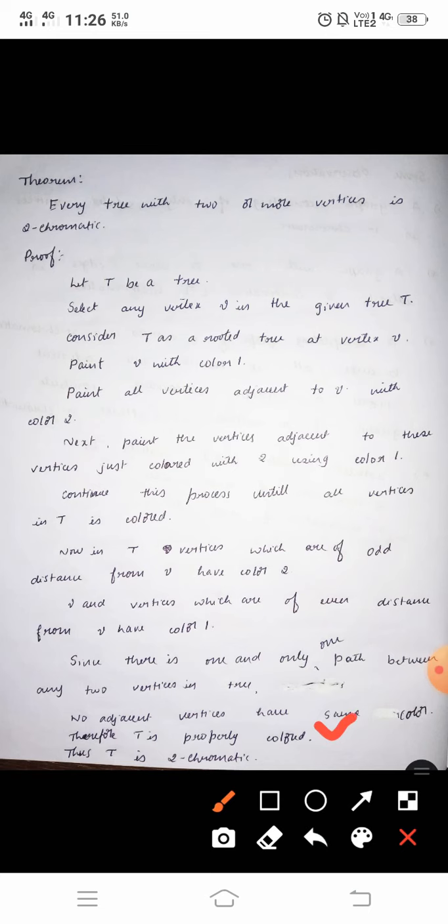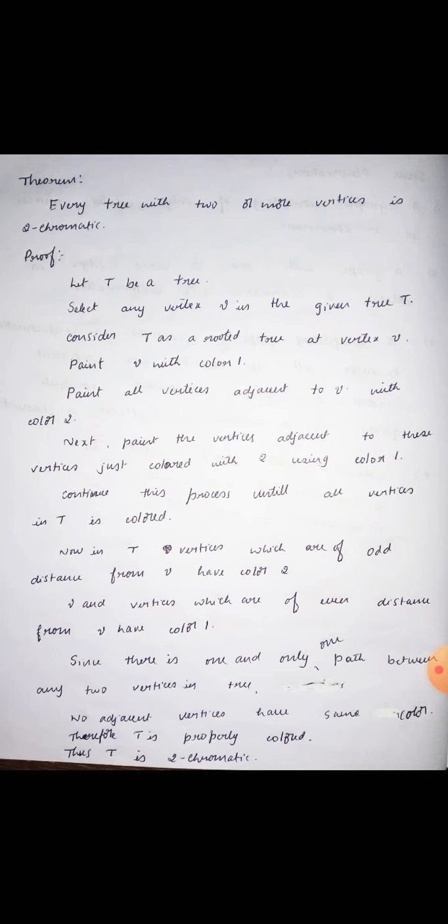Also we have proved that only two colors are enough to color all the vertices of that graph. So the graph is two chromatic. The tree is two chromatic. The graph we considered was a tree. The tree is two chromatic. I hope you understood.